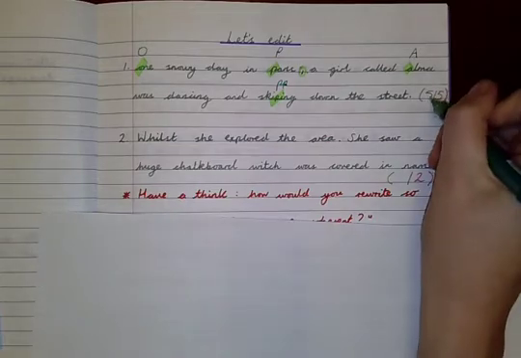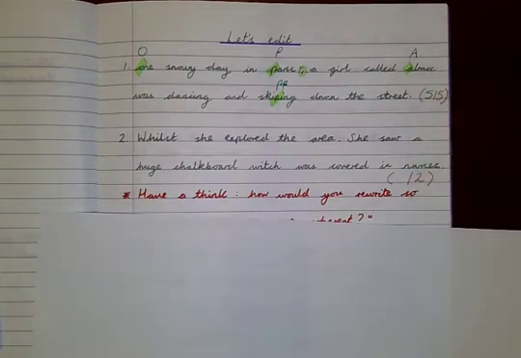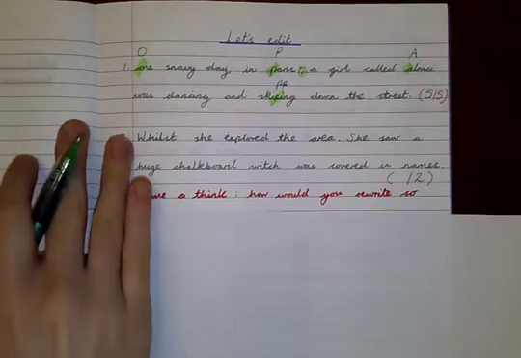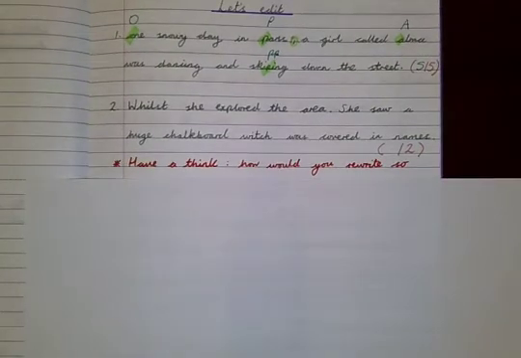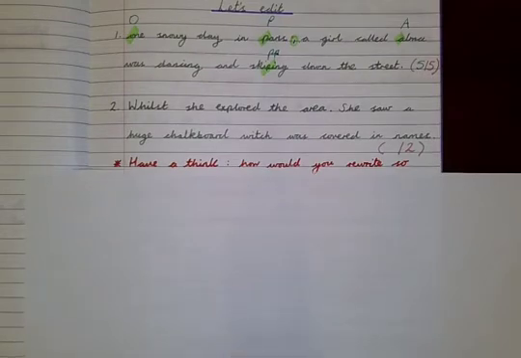And then put your score at the end of the sentence so that your teachers can see how well you achieved and what else you might need support with. Let's look at this second sentence. Now, there weren't as many errors in this sentence, there were only 2. Whilst she explored the area, she saw a huge chalkboard which was covered in names.